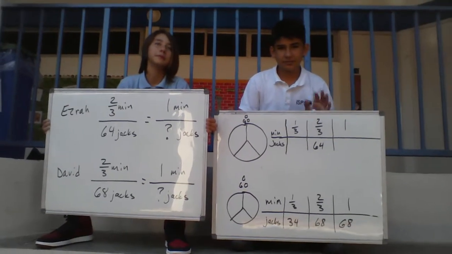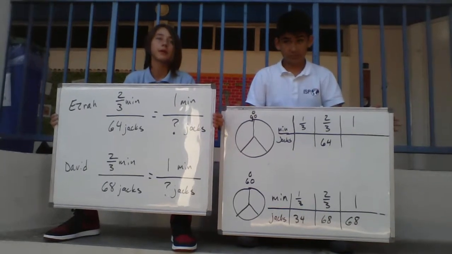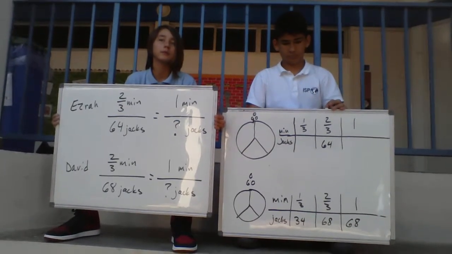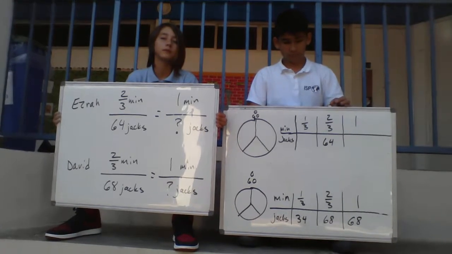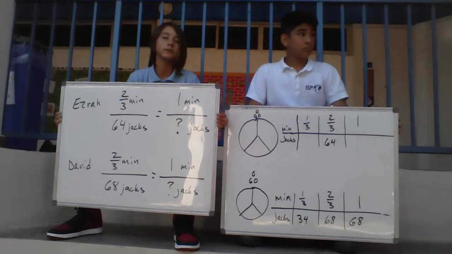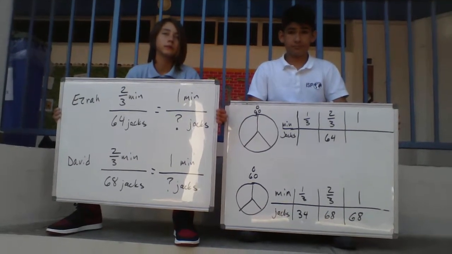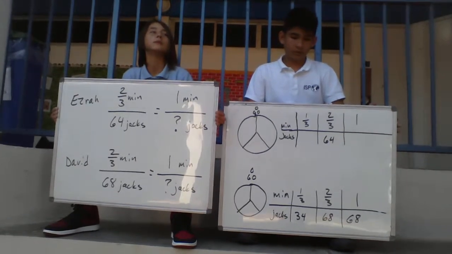Okay, so how do we figure this out? How do we figure out how many jumping jacks there could be in a minute? Nico La Rosa is showing a picture of a clock which might help you. Nico can now explain what he did to figure this out.